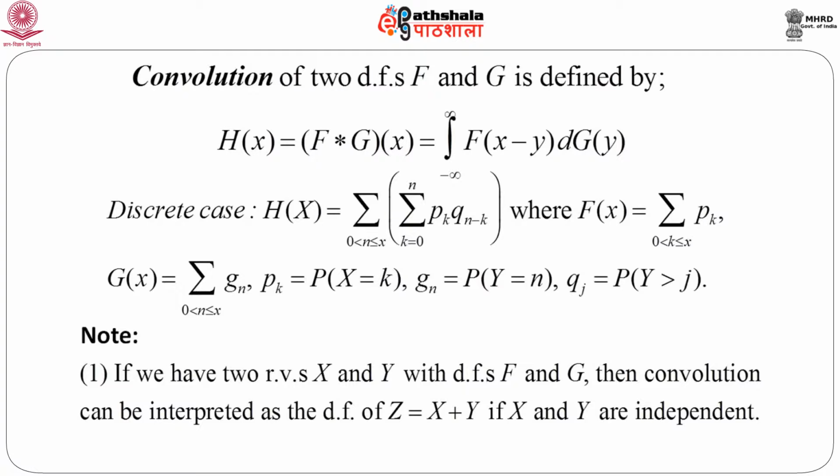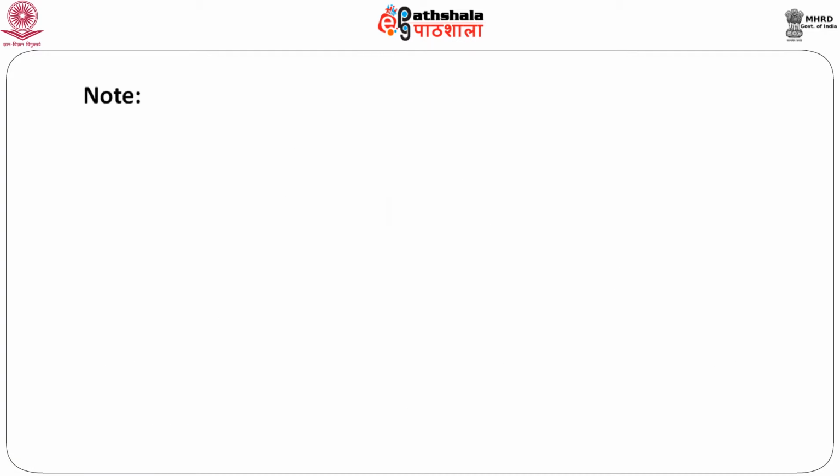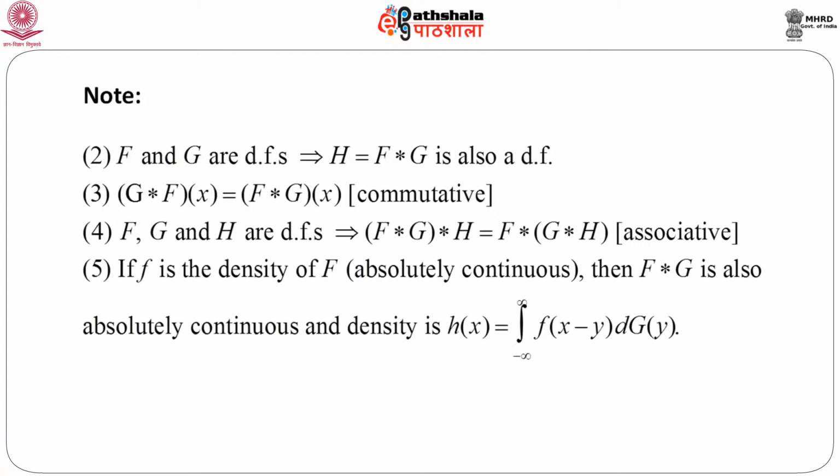That means from here we can immediately get the distribution function of the sum of two independent random variables using the individual distribution functions. Some other remarks: if F and G are distribution functions, it can be proved that H, the convolution of F and G, is also a distribution function. This convolution is commutative in nature. That means if you convolve G with F, what you get is exactly the same as if you convolve F with G. This comes from the very definition of convolution; with straightforward algebra, we can get this commutative property.